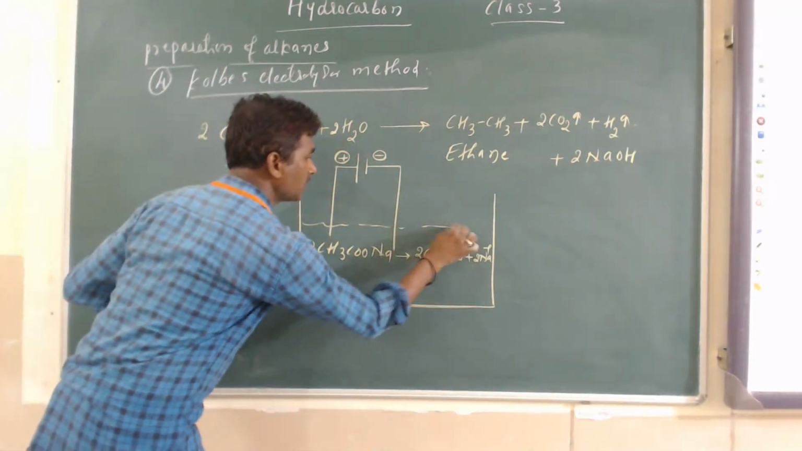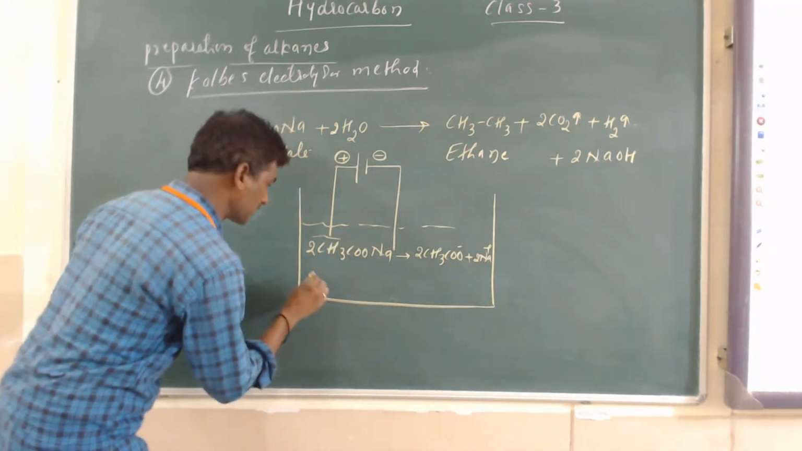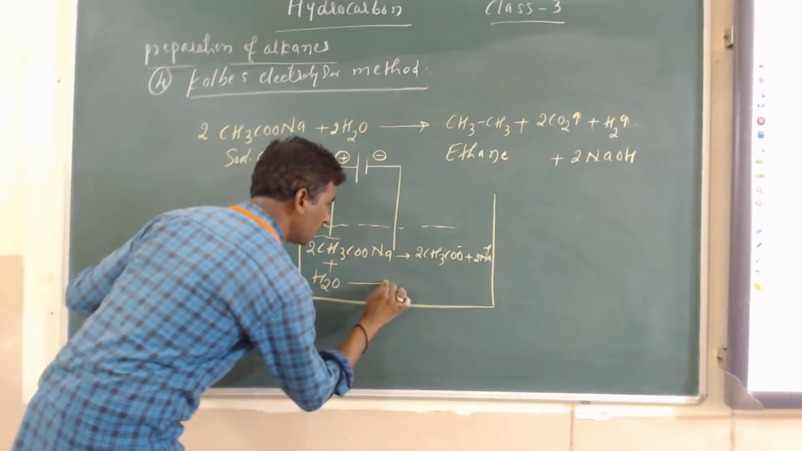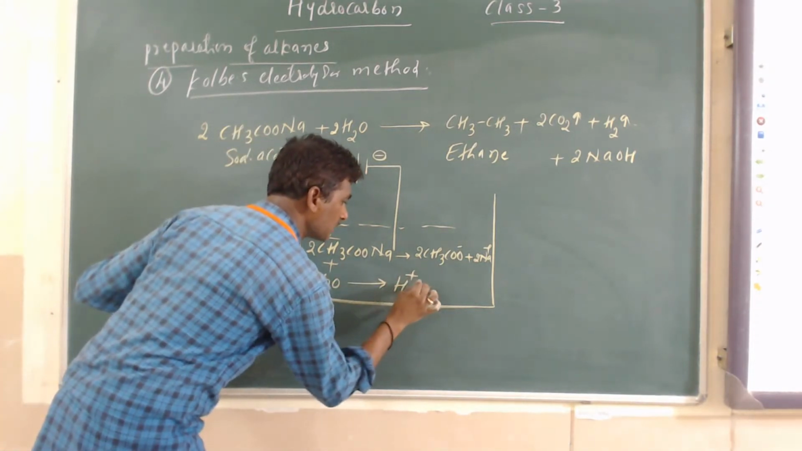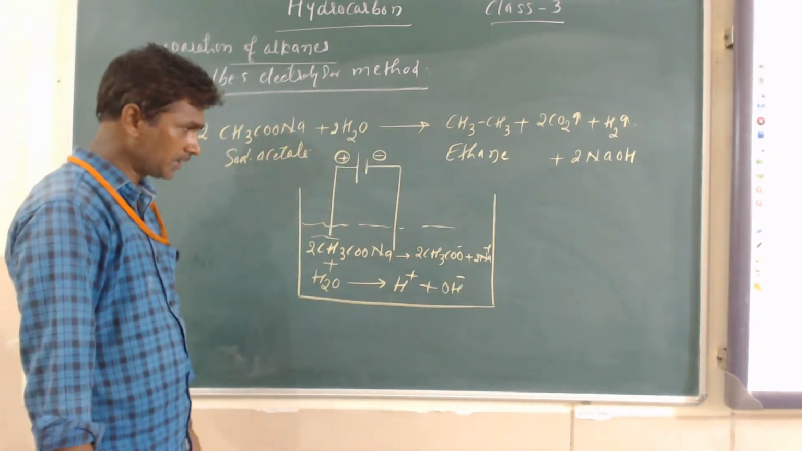This is the vessel. In this vessel, you have to take sodium acetate plus water. Water gives H plus and OH minus.